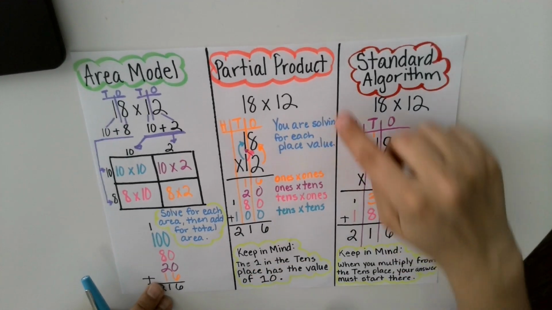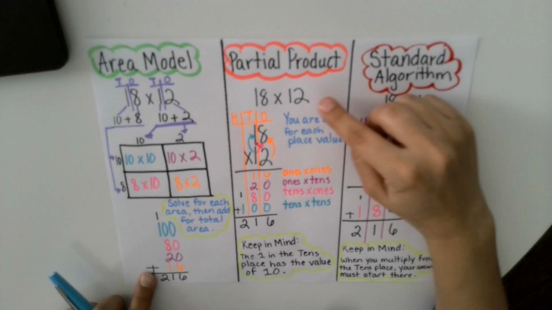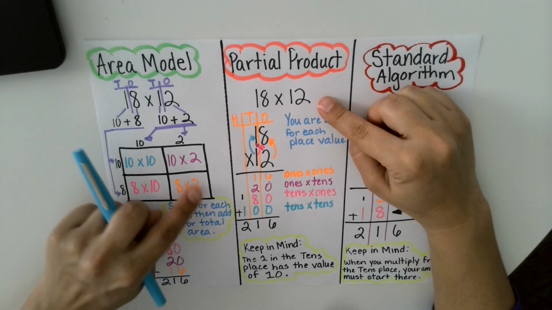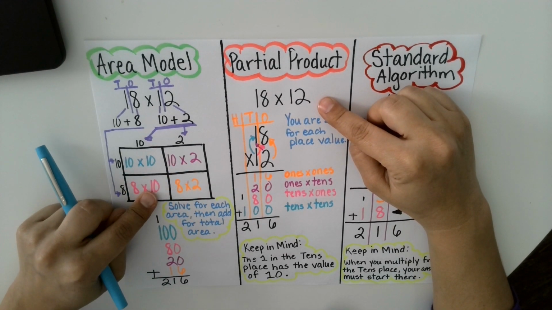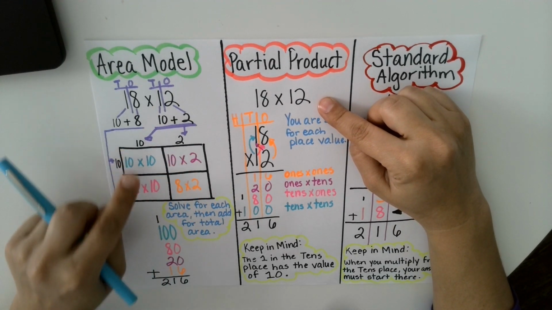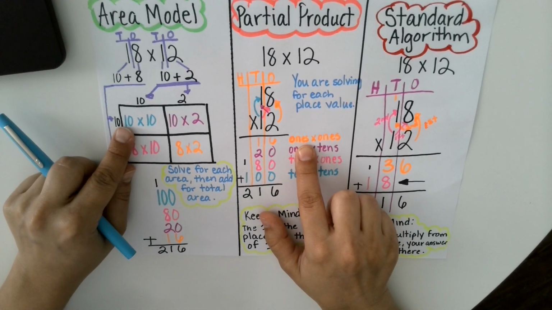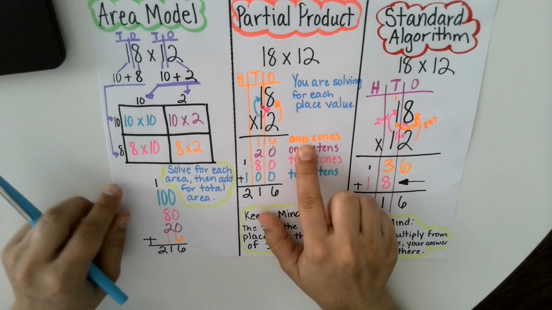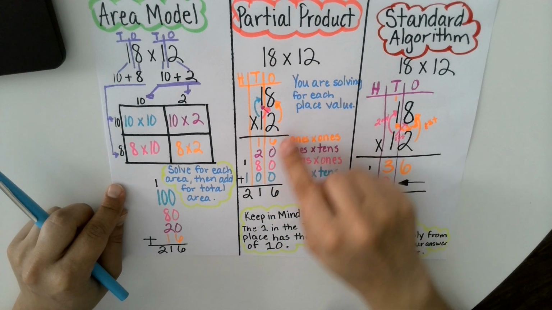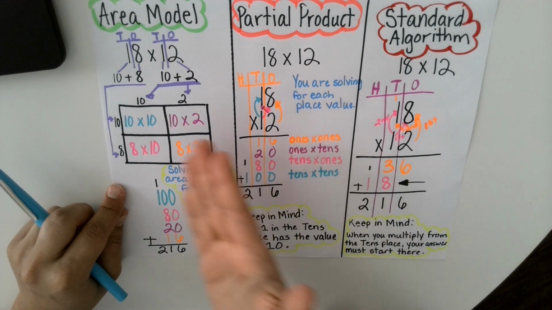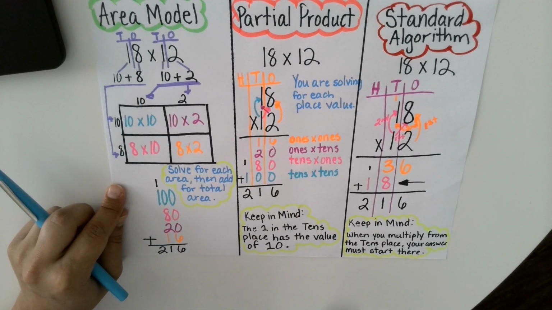Now moving on to partial product, same thing. All we're really doing here is getting rid of our square. We are still solving pretty much one box at a time, except these boxes are now being given place values. So if we look here, the first step that we solved, I went ahead and color coordinated it. Hopefully this will make more sense when we're trying to relate it back to area model.